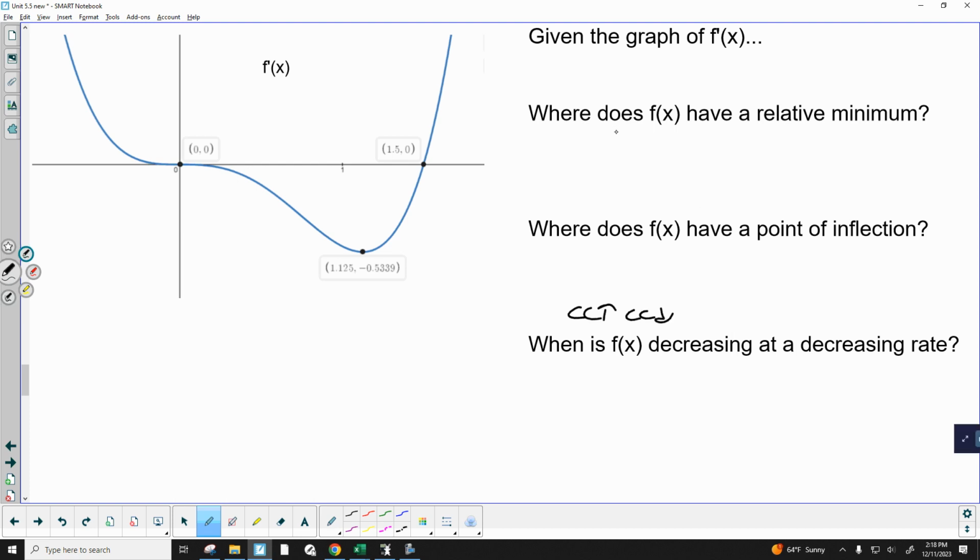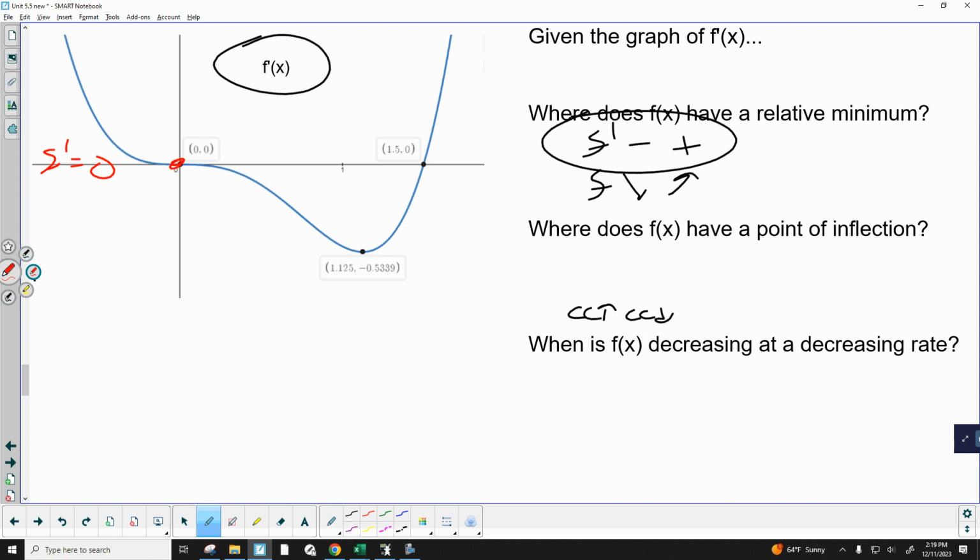So F has a relative min when F goes down, then up. That's when F prime changes sign from negatives to positives. That's not at 1.125, guys. That's not when F prime changes sign from negatives to positives. Look for when F prime equals 0. That's at 0 or 1.5. Your answer is either 0 or 1.5. But only one of the two changes from negatives to positives, looking from left to right. X equals 1.5.